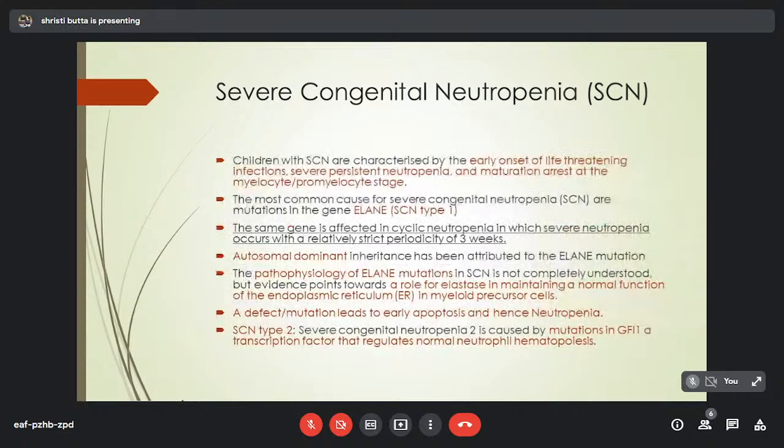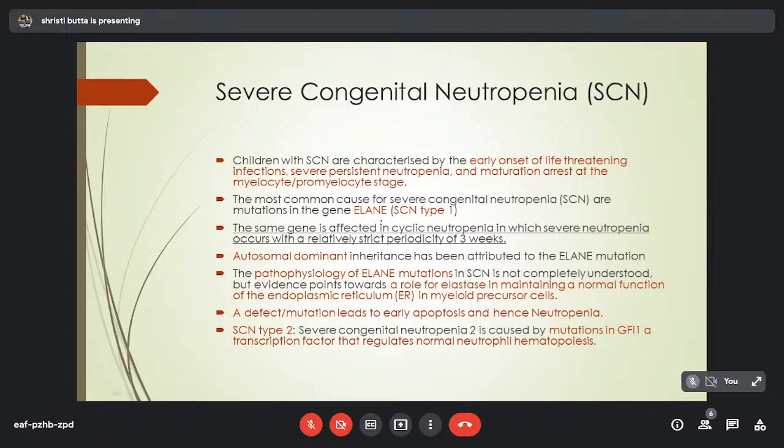Now children with severe congenital neutropenias are characterized by an early onset of life-threatening infections. As we all know, any severe persistent neutropenia can result in a life-threatening infection. There's a maturation arrest typically happening at the myelocyte and promyelocyte stages, right? And the most common cause of severe congenital neutropenia is the mutation in the ELANE gene.